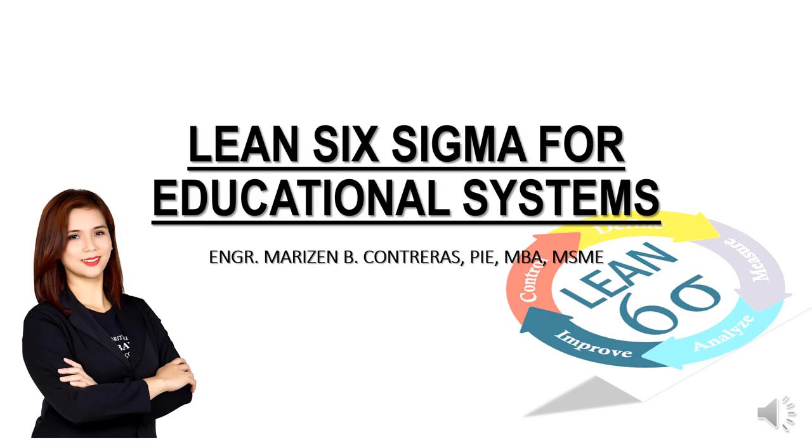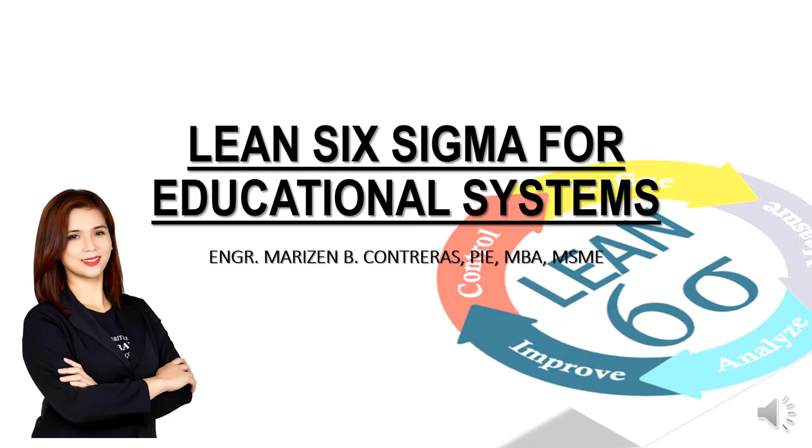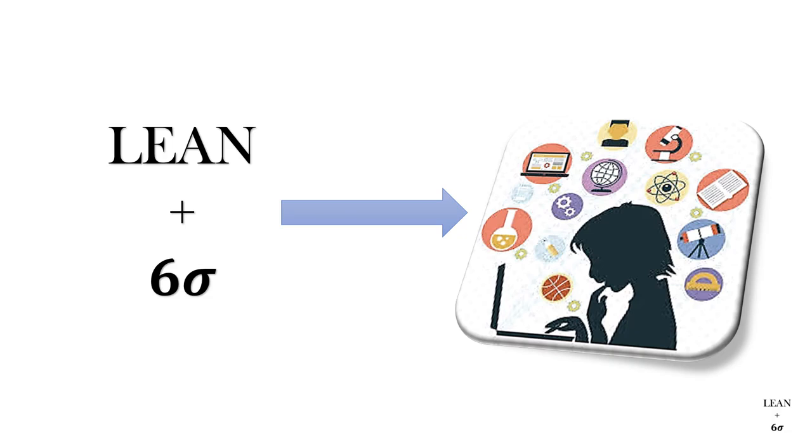As your keynote speaker for today, the topic that I'm going to impart is all about Lean Six Sigma for educational systems. So why did I choose this topic? Just because, as we all know, everything in science and technology starts with education. Continuous improvement in educational systems will lead us to progressive learning process from basic to higher education and so on.